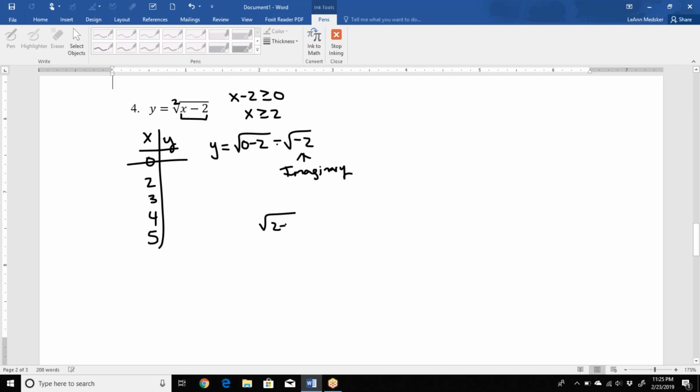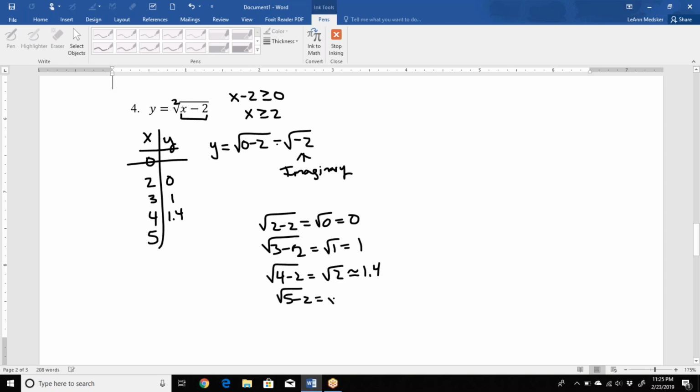So if we plug in 2, 2 minus 2, square root of that is 0, so that's just going to be 0. So there is an x-intercept. If we plug in 3, that's going to be square root of 1, which is just 1. If we plug in 4, that's going to be square root of 2, which is approximately 1.4. And if we plug in 5, that's going to be square root of 3, which is approximately 1.7 if you use your calculator. And if we plug in 6, just to get one more, that's going to be square root of 4, which is 2.